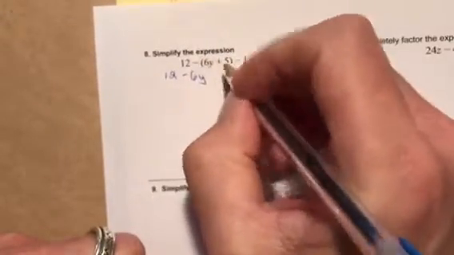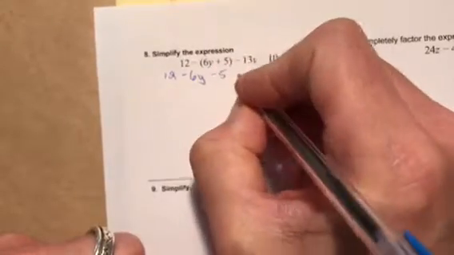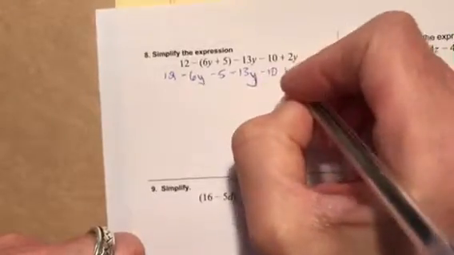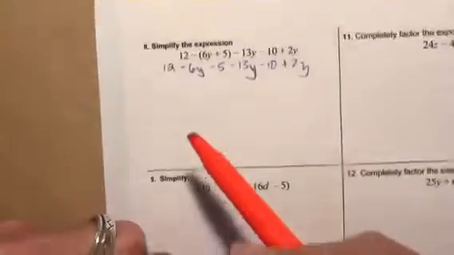12, what's the opposite of 6y? Negative 6y. What's the opposite of positive 5? That's going to be negative 5. Minus 13y minus 10 plus 2y. Once I've done that, I just have to combine my like terms.